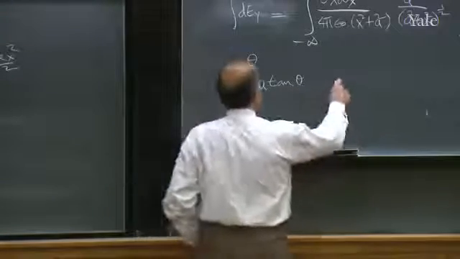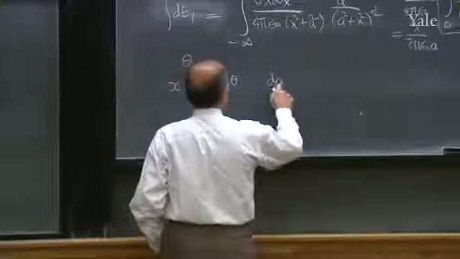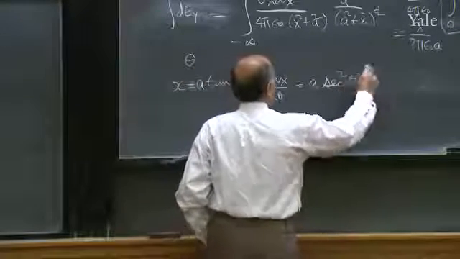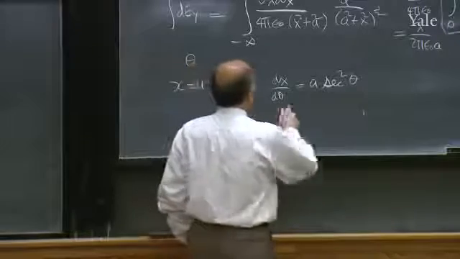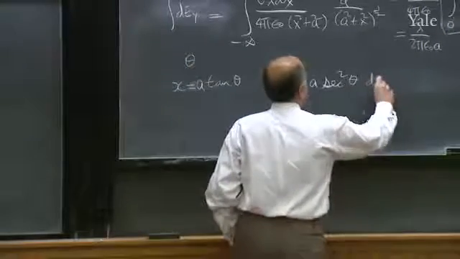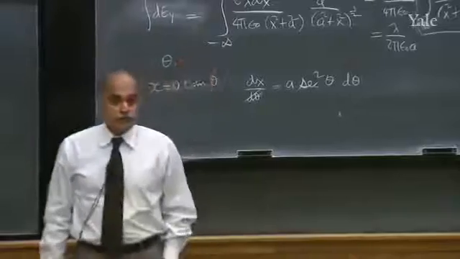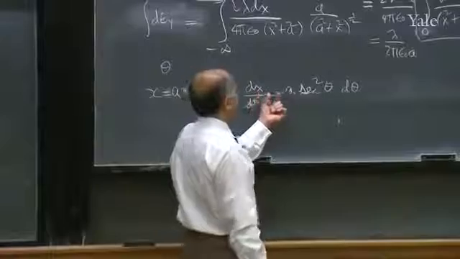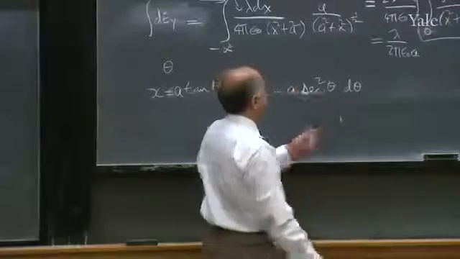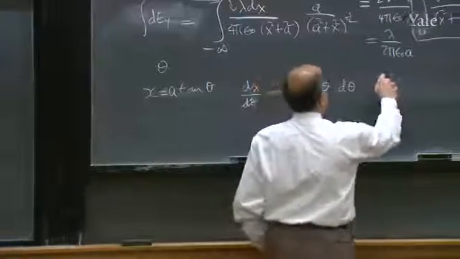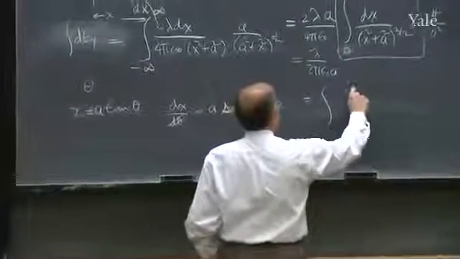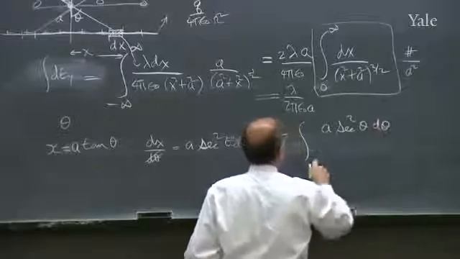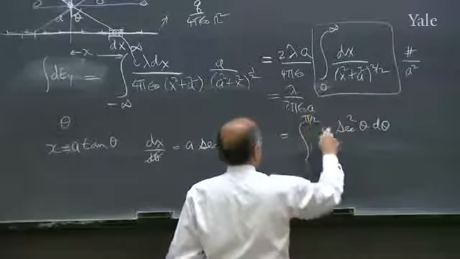Then the next thing you do, you say dx over d theta is equal to a times the derivative of tan theta, which is secant squared theta. Then you write that as dx equal to that. What that means is an interval dx is related to an interval d theta by this factor. Therefore, going to that integration here, I'm just doing that part, which is going to be a secant squared theta d theta. Theta goes from 0 to pi over 2.